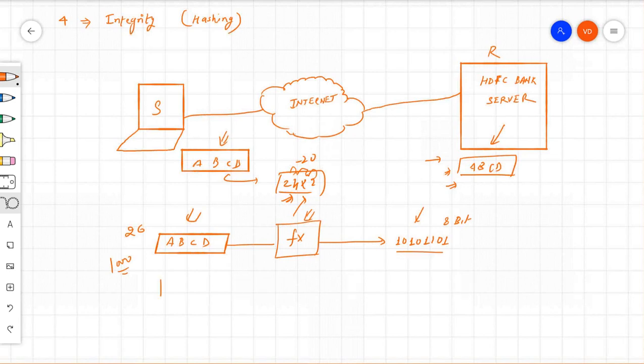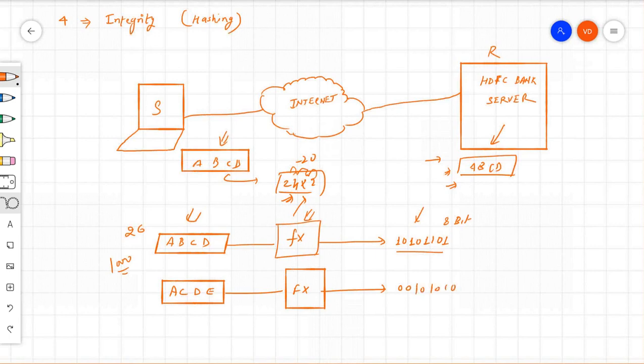But if I change even the slightest bit of this message, for example, if I write A, B, B, C, E, and I pass it again through that function, it will give me a completely different value.